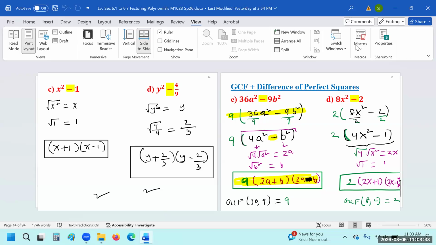In the second one, we have 2 as a common factor. When you factor out 2, we get 8 divided by 2, which is 4x squared, and 2 divided by 2, which is 1. Whatever we get after the GCF is still factorable because it is a difference of perfect squares. Again, the square root of 4 is 2, the square root of x squared is x, so from the first term we get 2x, and the square root of 1 is 1. So we have 2x and 1, you add them, you subtract them.